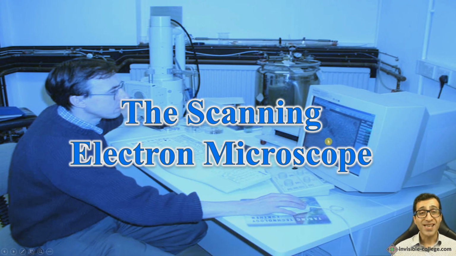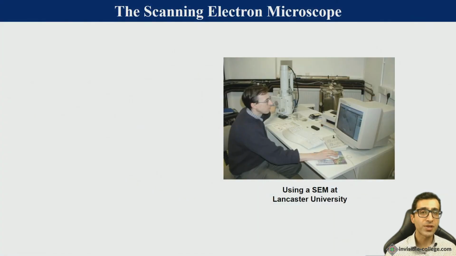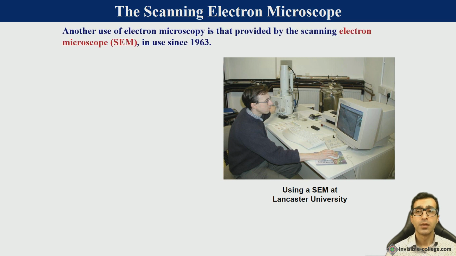So let's have a look at the second type of electron microscope here, which is called the scanning electron microscope. This is another application of the same principles that you saw in the transmission electron micrograph, but it's being used in a different way here. This was developed in the late 1950s and early 1960s.